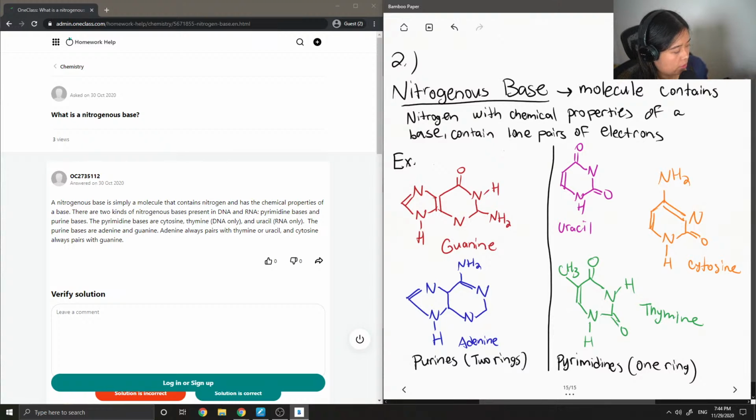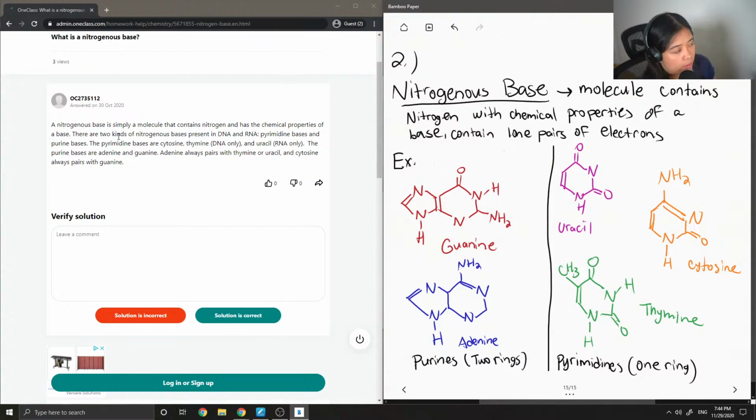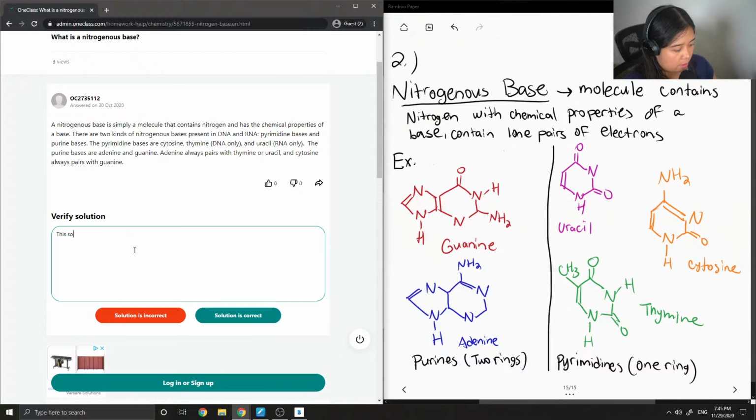So let's see what our junior tutor said. A nitrogenous base is simply a molecule that contains nitrogen and has the chemical properties of a base. There are two kinds of nitrogenous bases present in DNA and RNA: pyrimidine bases and purine bases. The pyrimidine bases are cytosine and thymine, which are found in DNA, and uracil, which is only found in RNA. The purine bases are adenine and guanine. Adenine always pairs with thymine or uracil, and cytosine always pairs with guanine. Yep, so this solution is correct.